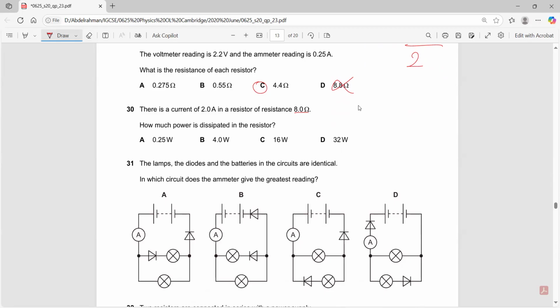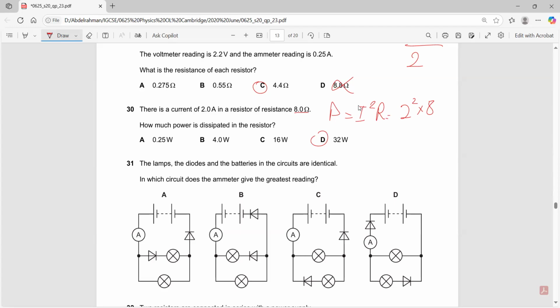Can I find the power? Yes, power equals VI, or power equals I squared R, right? You can say power equals I squared R, which is 2 squared times 8, or 32 watts.